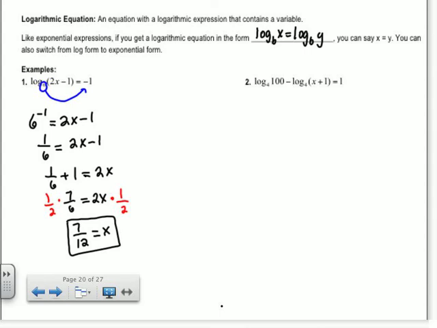So we divide. When I have one log minus another log, you combine them with division. So it's log base 4 of 100 divided by x plus 1 equals 1. Now I have it set up so it's one logarithm equals a number. So switch to exponential, what do you get? You get 4 to the 1 equals 100 over x plus 1.